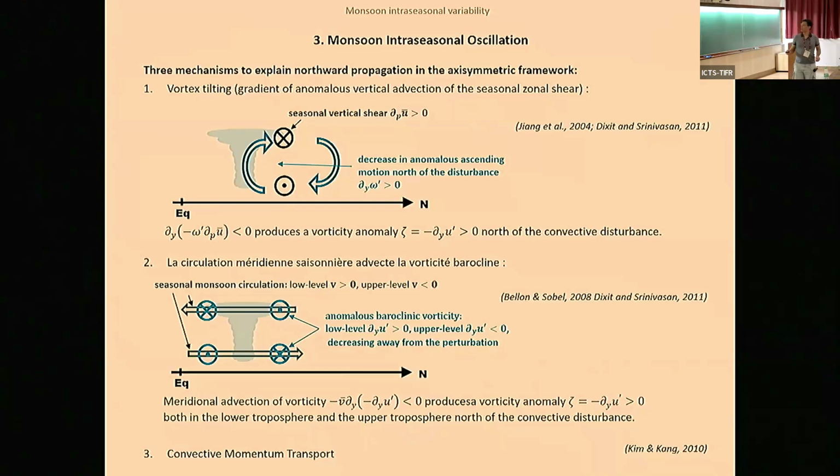And this one is just considering mixing by the convection, and that mixing decreases northward and southward. And so that gives us a gradient of vorticity with the mixing that brings the shear down, and that allows us to have some kind of vorticity anomaly that's created northward.